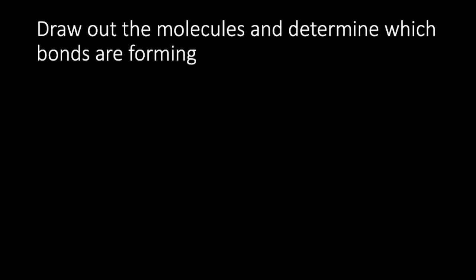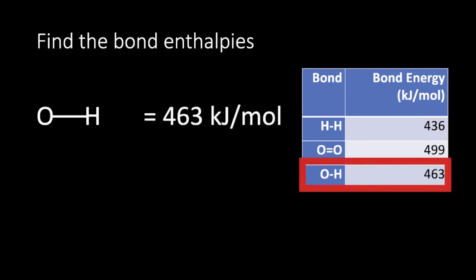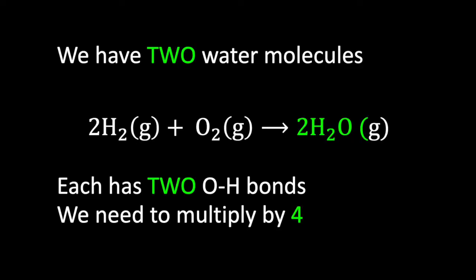As we did before, we're going to draw out our molecules and determine what bonds are being formed. And we see when we draw the Lewis structure of water that each molecule is going to have two single OH bonds. Next, we're going to find the bond enthalpies for the bonds being formed, and our OH bond has a bond enthalpy from the table of 463 kilojoules per mole. Because we have two water molecules, and because each of these molecules has two oxygen-hydrogen single bonds, we're going to have to multiply the bond enthalpy by 4.